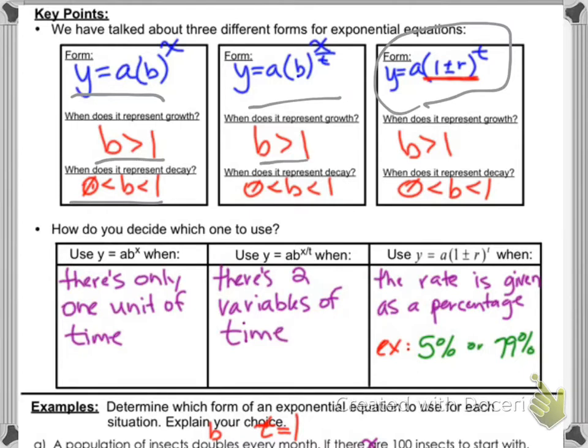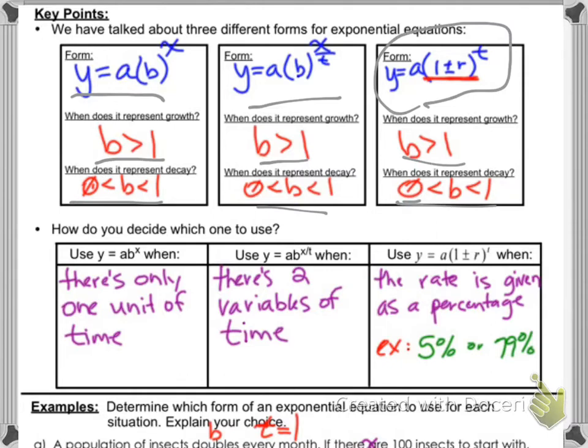When does it represent growth? Same and same. Growth and decay. Right here, you usually have percents here. 1 plus or minus r. Use a plus or minus depending upon if it's growth or decay, raised to the t. And same at the bottom. Alright.